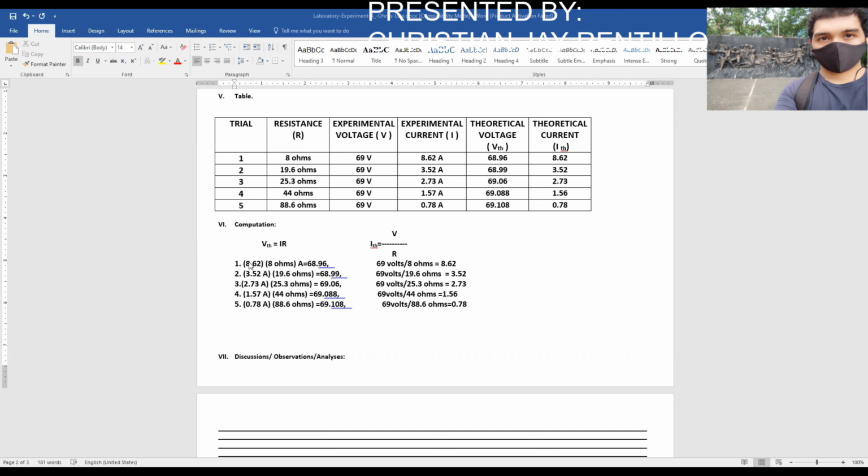For number one, we just multiply 8.62 amps with 8 ohms to get a value of 68.96. And for finding theoretical current, we just divide 69 volts by 8 ohms to get 8.62. The process is the same for trials 2 to 5 in order to get the theoretical voltage and the theoretical current.